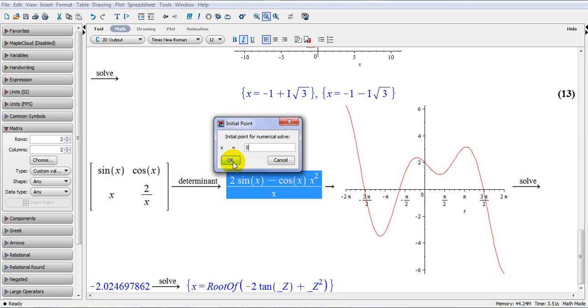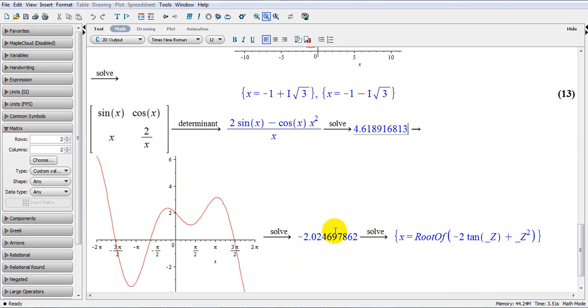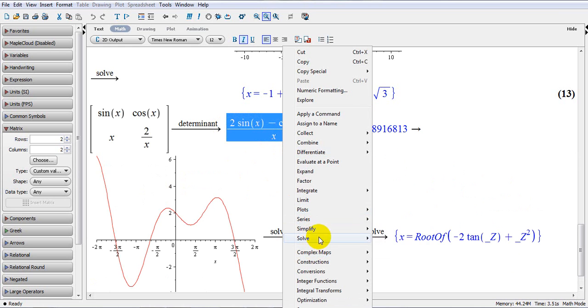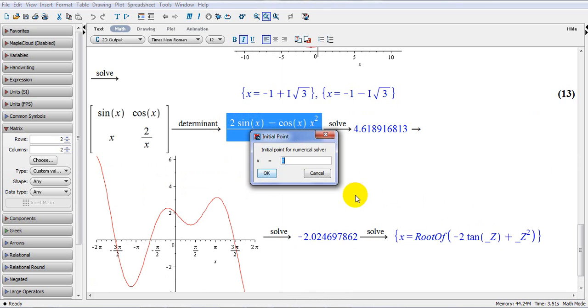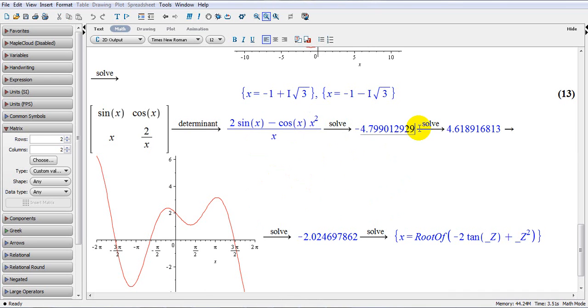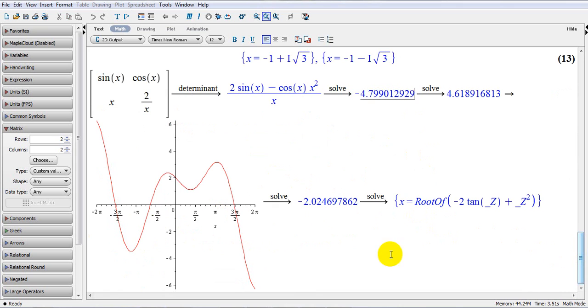So I press 5 here, okay, and here, there we go, one answer is 4.61, and there would be another answer, right click, solve, and you go to numeric from the point, is -5, and there we go, this is another answer here. So there are three intersections here, so one here, one here, and one here, and these are the values I have calculated. Maybe that's enough for our first actual tutorial.